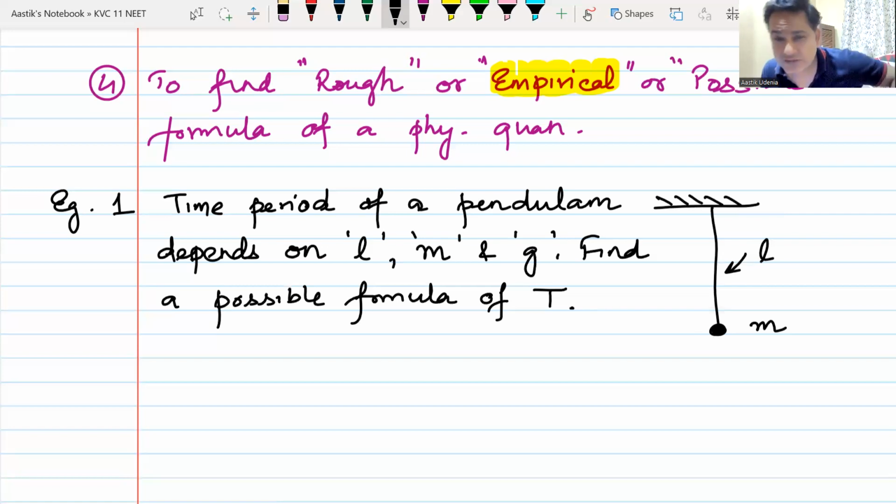can you calculate a possible formula for the time period of a pendulum? Well, you can do it using dimensional analysis. How are you going to do this?